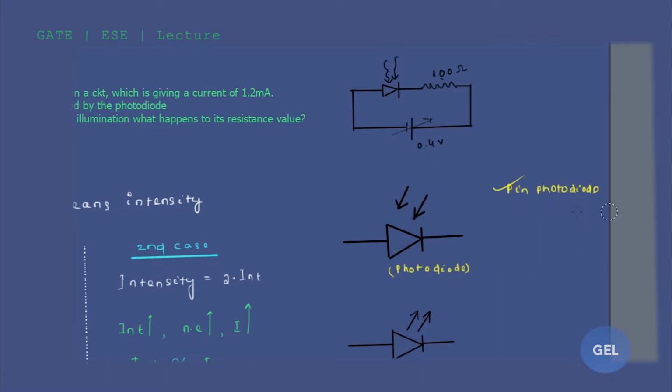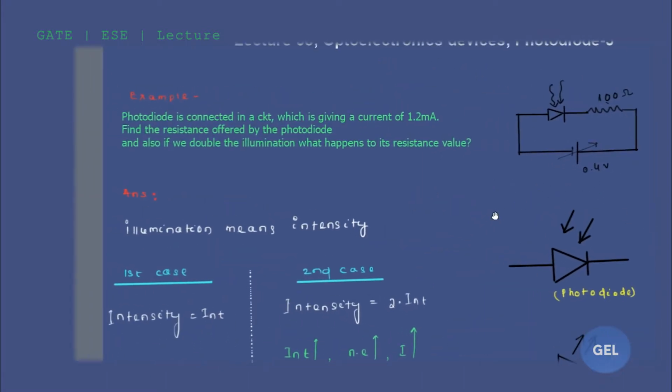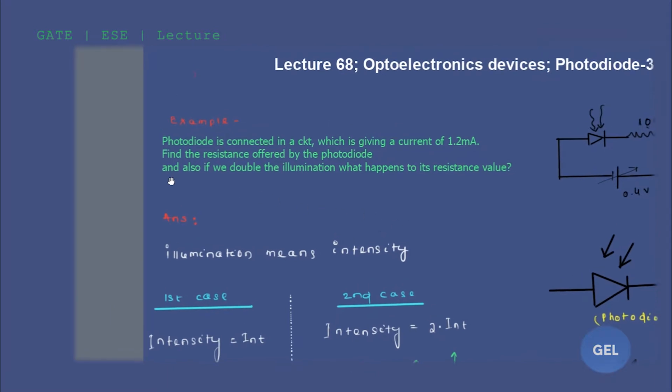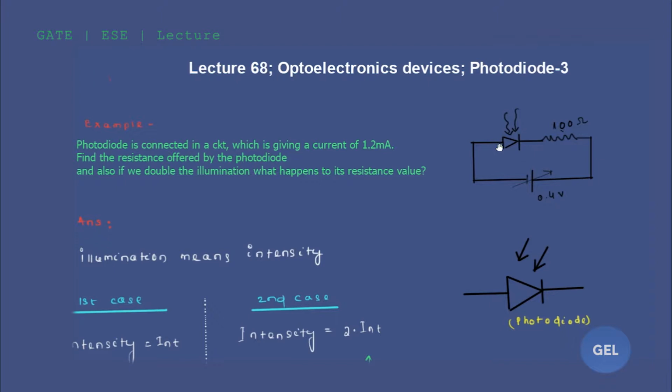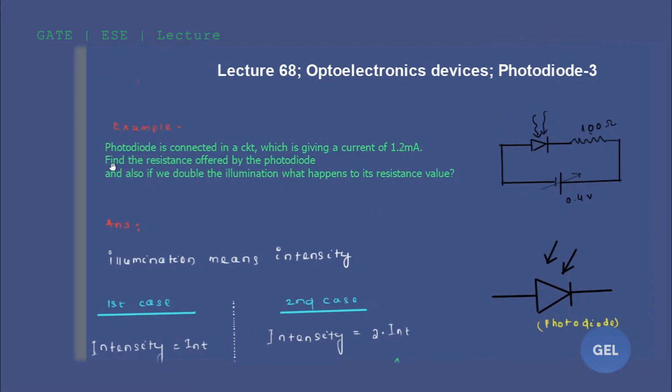Now, without wasting any time, let's get into the question that we're going to discuss here. Listen carefully. It is a simple question: a photodiode is connected with a resistor of 100 ohm, and they both are supplied through a voltage of 0.4 volt. Now he's asking, find the resistance offered by the photodiode. This photodiode must have some internal resistance, small r, correct?